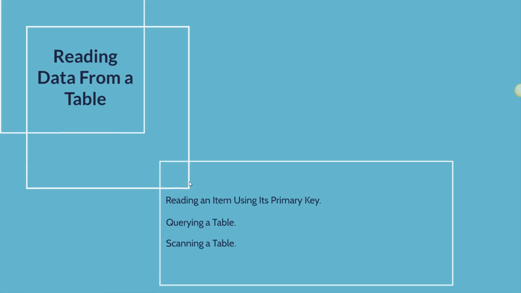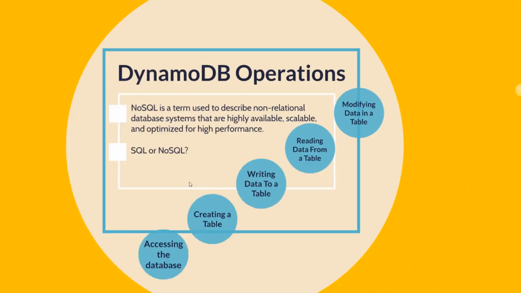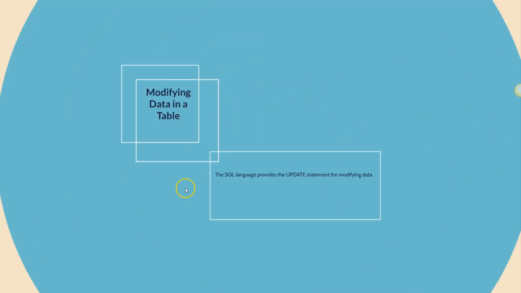With SQL, you use select statement to retrieve one or more rows from a table. You use where clause to determine the data that is returned to you. But in DynamoDB, you can read the item using its primary key. You can query a table. You can scan a table. Now we will talk about modifying data in table.